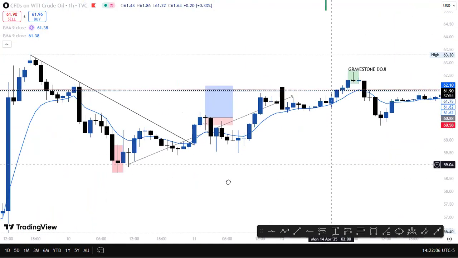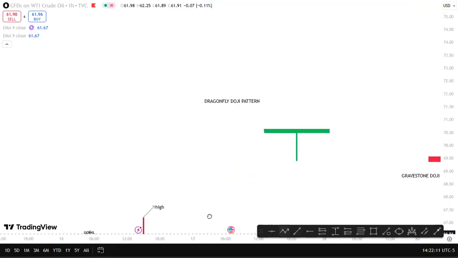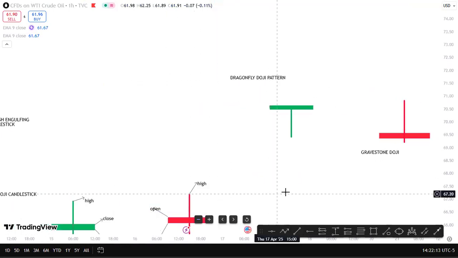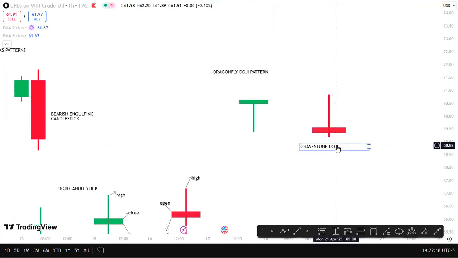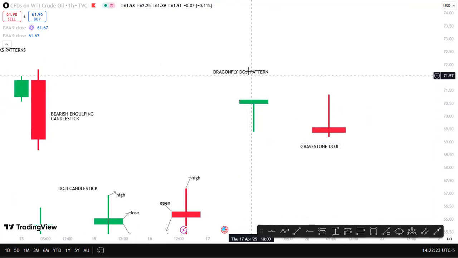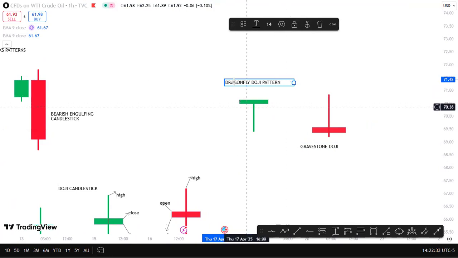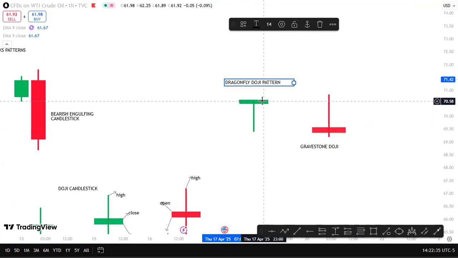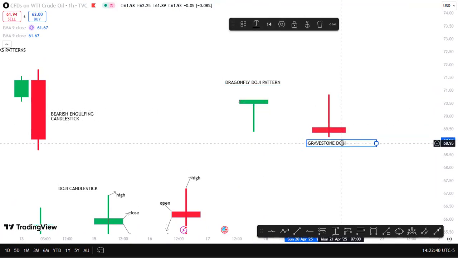So now let's move to the next candlestick patterns. The next ones we talked about are the dragonfly doji pattern and the gravestone doji pattern. So this is our dragonfly doji. It has the same criteria of the open, the high, the low, and the close of a candlestick. This is an example of a dragonfly doji candlestick, and this is an example of a gravestone doji candlestick.